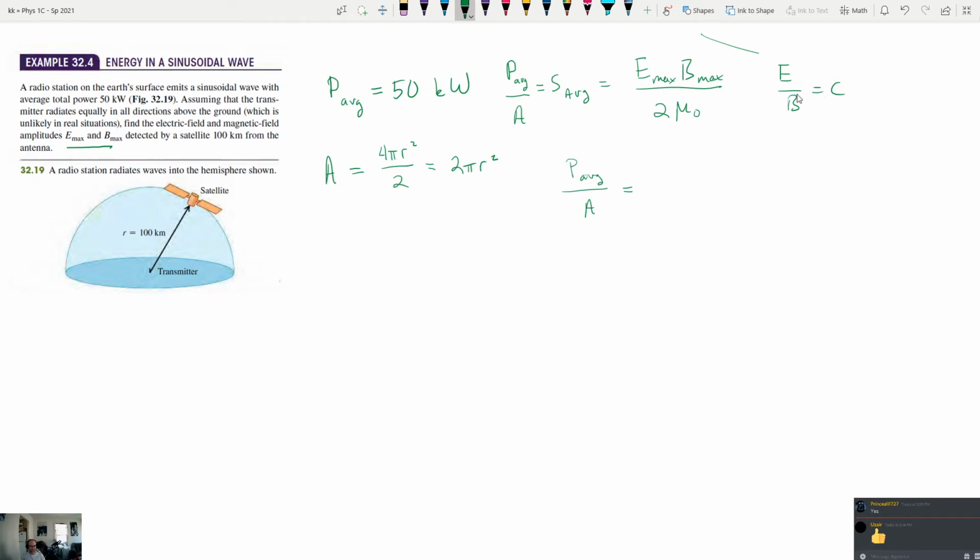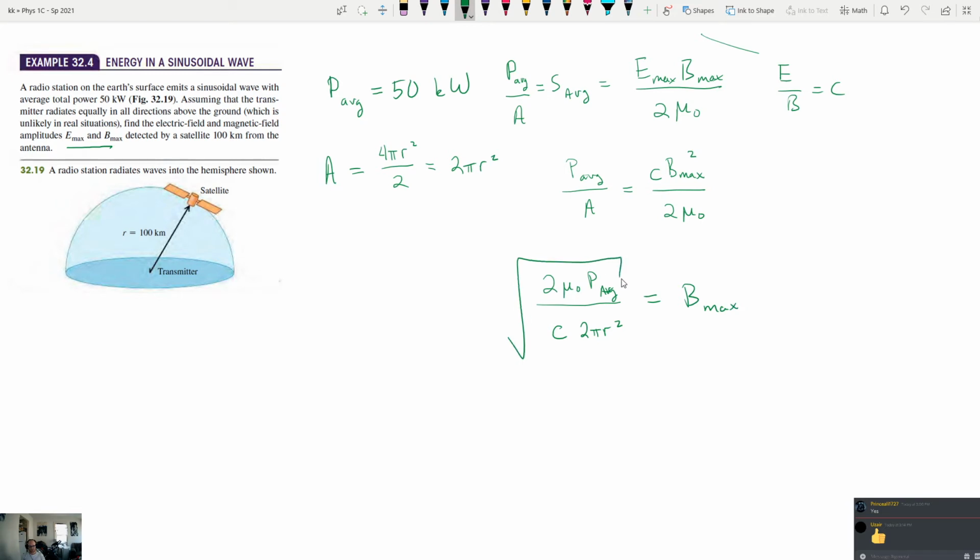Let's replace E. E is equal to C times B, so we're going to get C times Bmax squared over 2 mu naught. And we can solve for that then, so we do 2 mu naught times the average power divided by C times the area. And the area is 2 pi r squared. All of this should be equal to Bmax squared.